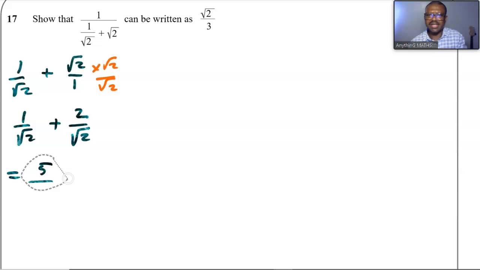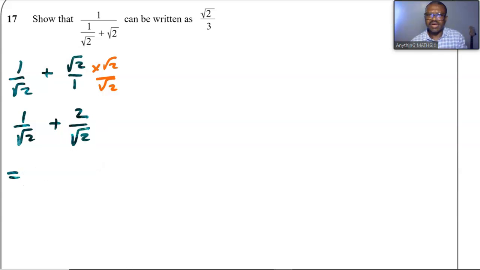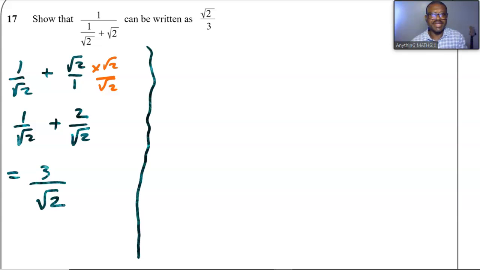So the whole thing becomes 1 plus 2 is 3, and we're going to have root 2. Okay, so you need to be very careful. You can see when I don't pay particular attention, I'm making mistakes. So you have to be very careful when you are working these sort of questions.